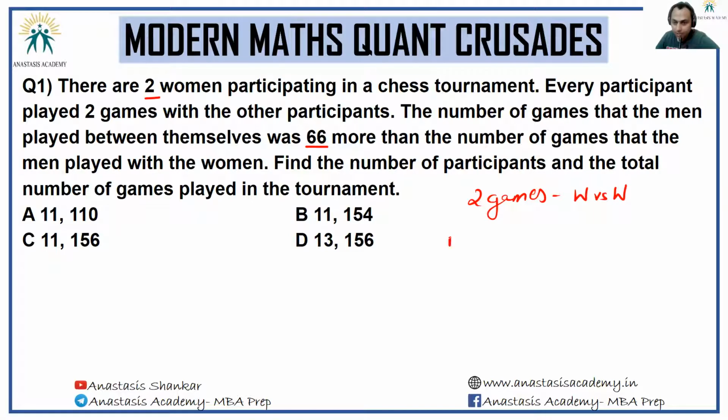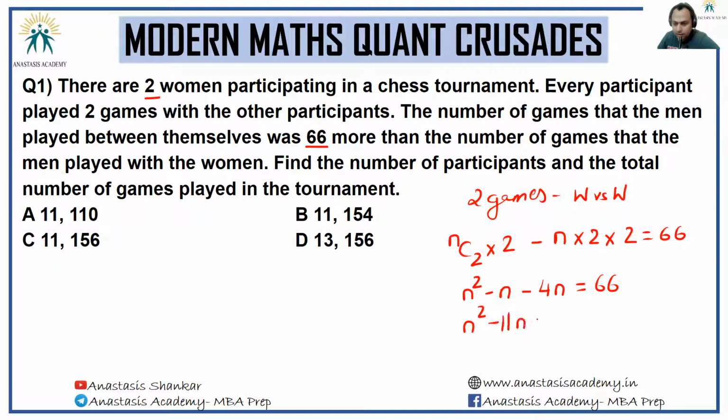So let the number of men be n. So nC2 into 2 minus n into 2 into 2. This is equal to 66 according to the question. So now we've got n square minus n minus 4n, equal to 66. So n square minus 11n plus 6n minus 66 is equal to 0.